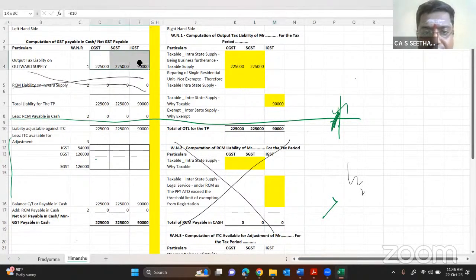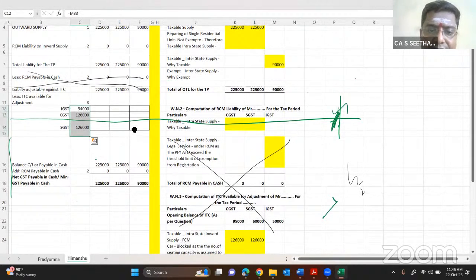So this is the total liability. The same liability is adjustable against ITC, and these are all the assets adjustable. My dear, this is where the real learning starts. So 54,000 is the first I have to adjust against it fully. Therefore, it becomes 0, right? So let's understand how much is my availability.